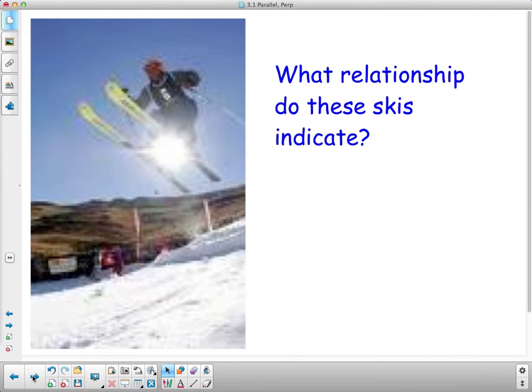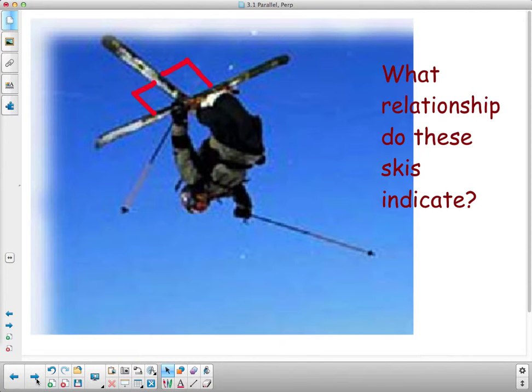So what relationship do the skis on this skiing picture indicate? Trying to do parallel. Perpendicular, kind of obvious with the marked in there.